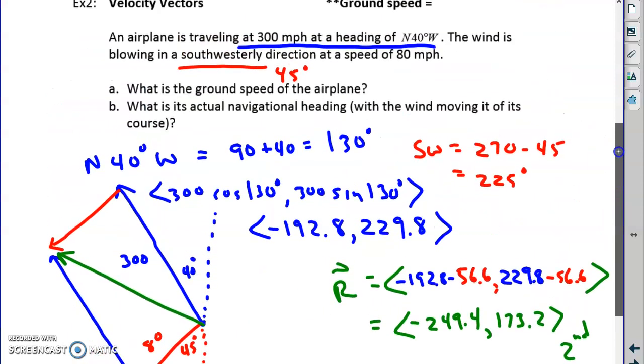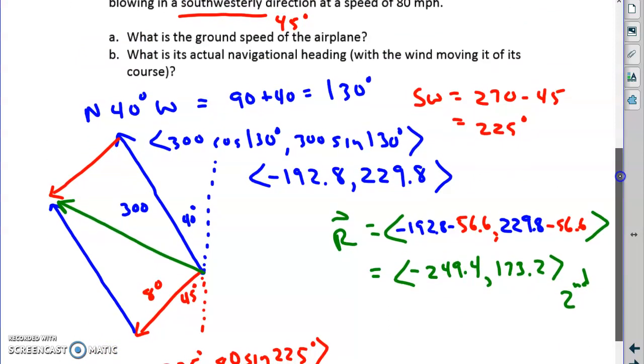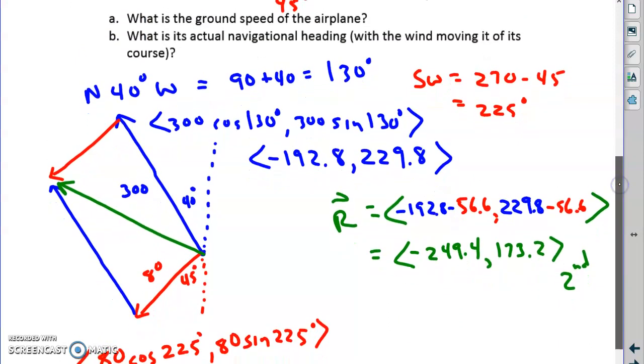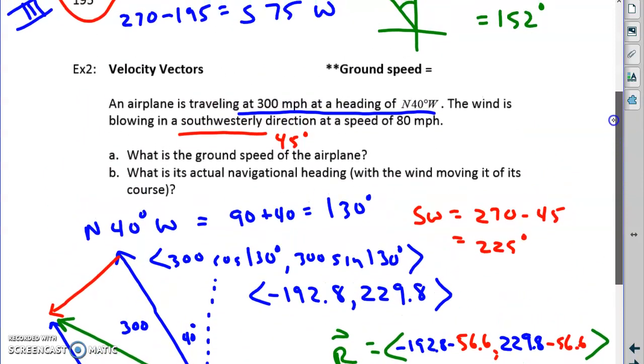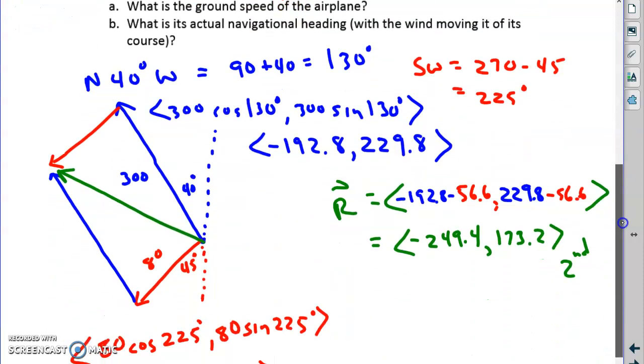All right, haven't answered either one. Haven't found the ground speed of the airplane or the actual navigation heading with the wind moving it off its course. But it's easy now. We've done all our work. I'm going to go back up, put a little note here. Ground speed, what's that mean? Magnitude of the resultant vector. Once we find the direction, we'll do that same navigation that we've done before.